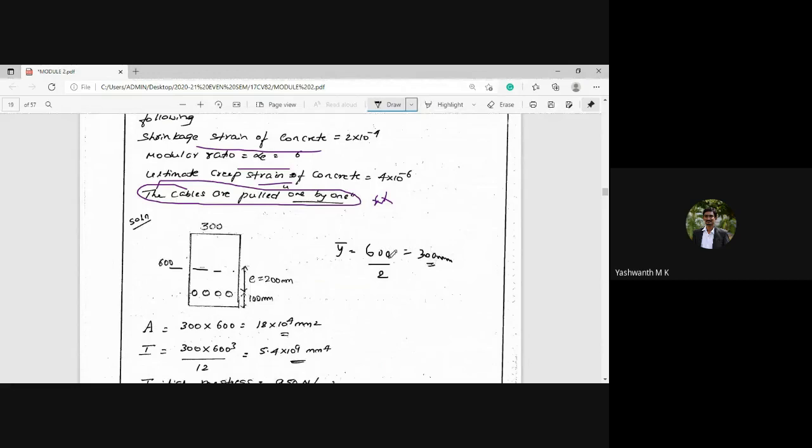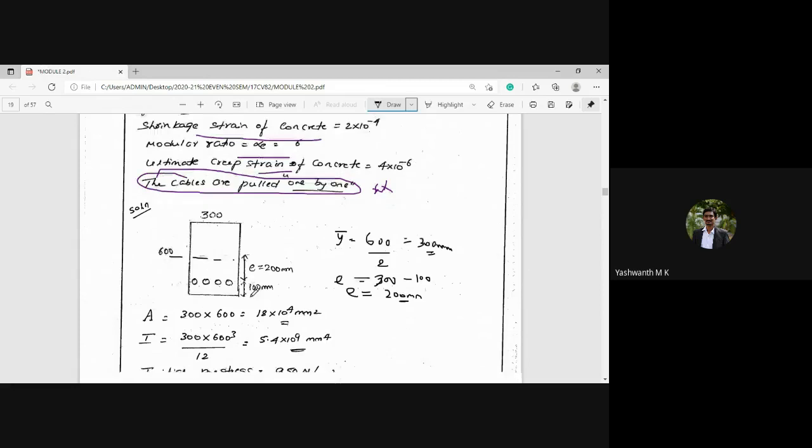Next, how to calculate eccentricity? e is equal to the soffit distance, which you already know, 300, minus the distance of the central axis of the steel, which gives 200 millimeter. As I stated, it is the distance between the central axis of the section and the central axis of the steel, where you are going to induce the prestressing force. Like this, we need to calculate the eccentricity.